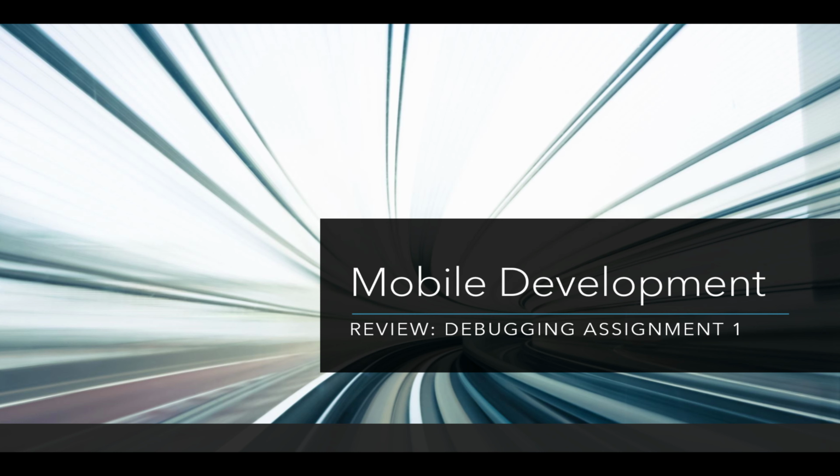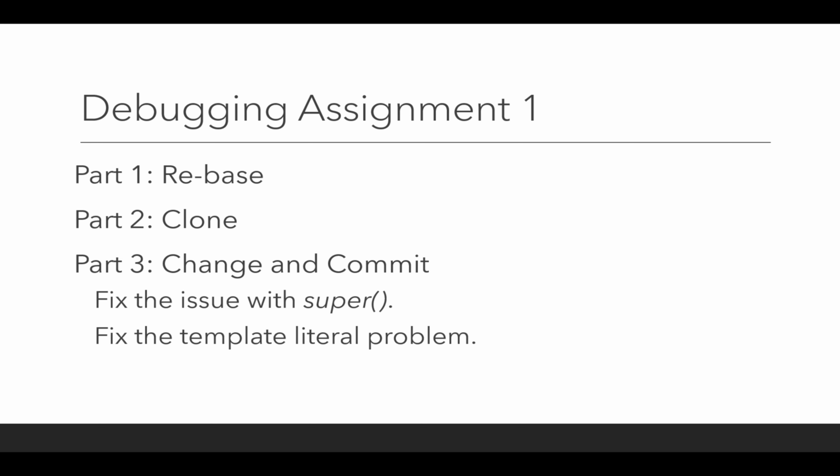Debugging Assignment 1. Debugging Assignment 1 asks us to do three different things: rebase our existing repo, clone our repo, and then change and commit. So we're going to look at each of these different parts in turn and then discuss the various tools we use to do them. So let's talk a little bit about the terminology because I think that was tripping some people up.